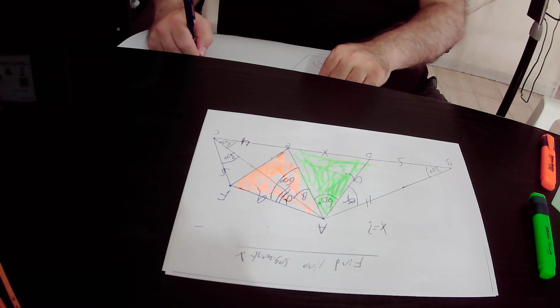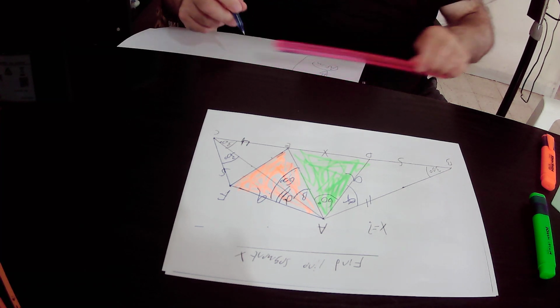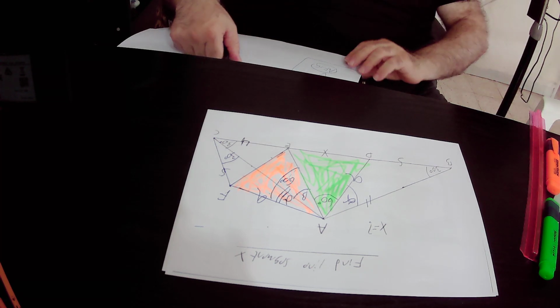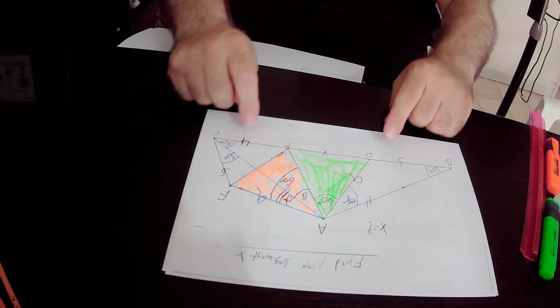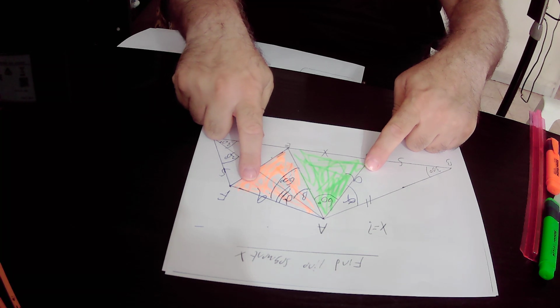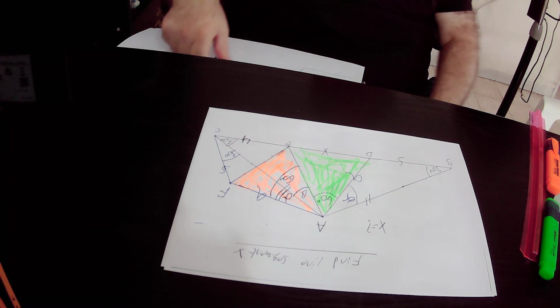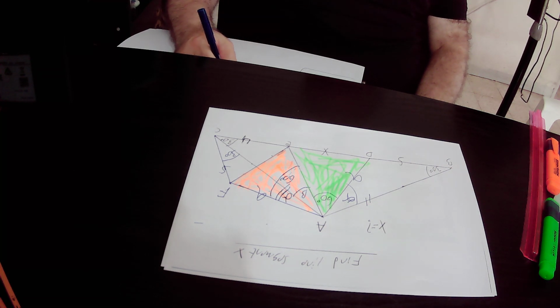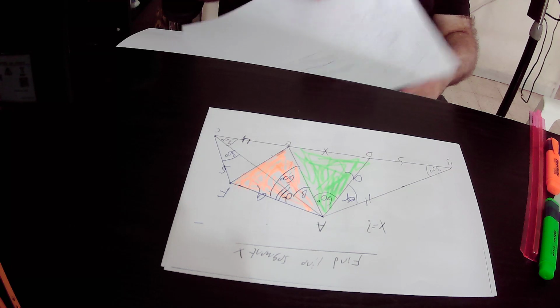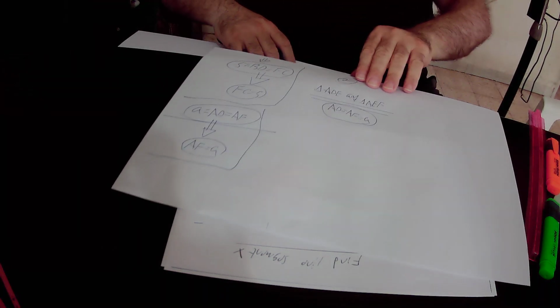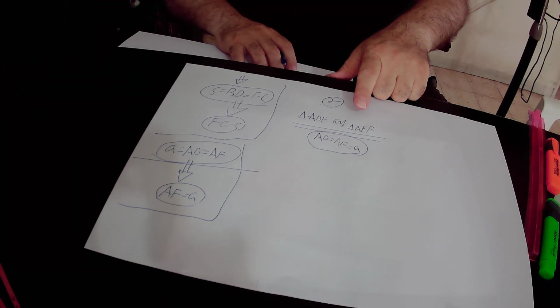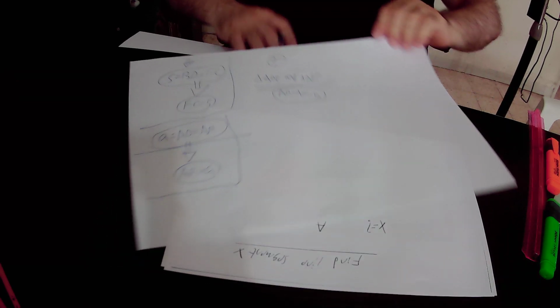So why is the green triangle congruent to the orange triangle? First of all, we just now proved that those two sides are equal to each other. That is to say, side AD equals side AF, and they are both equal to A according to our definition. I'll repeat again: side AD equals side AF, and they are both equal to A according to our definition.